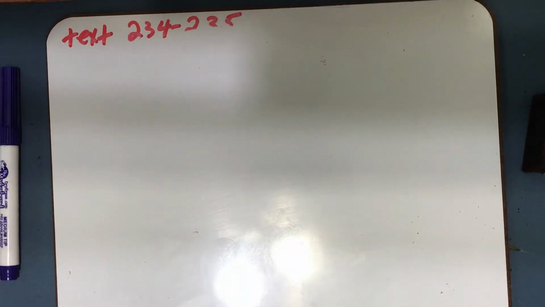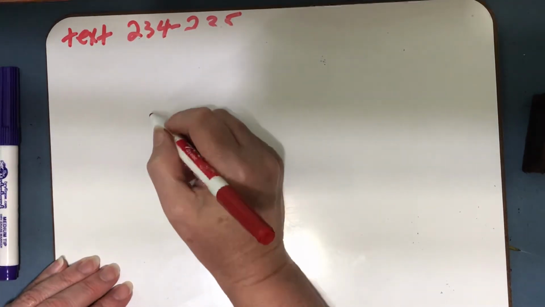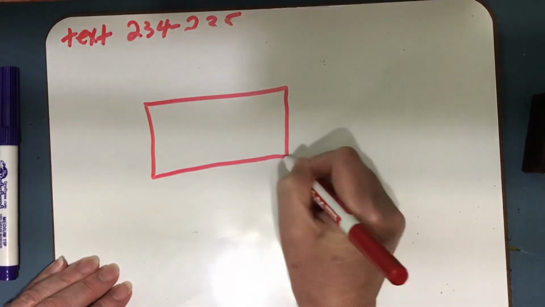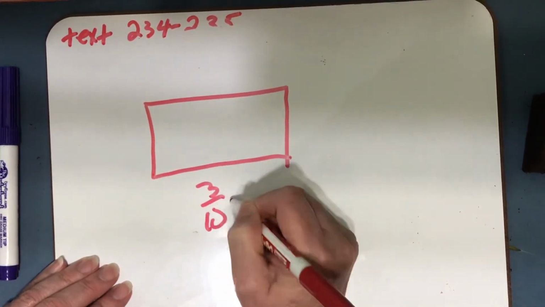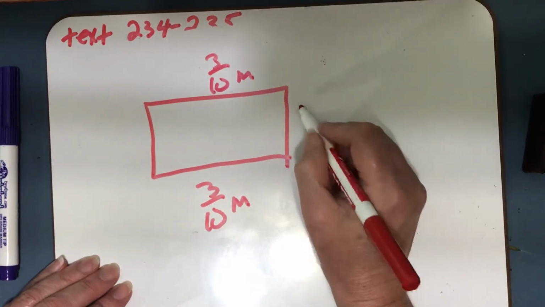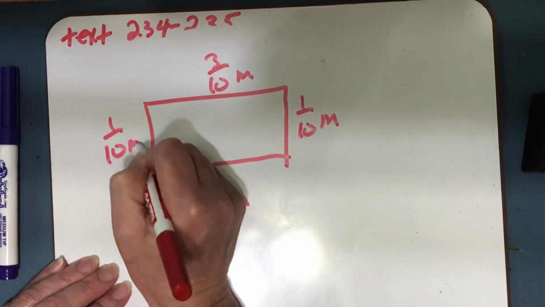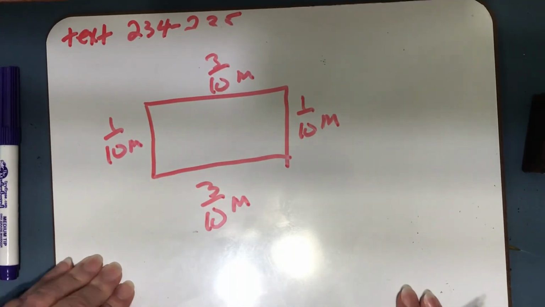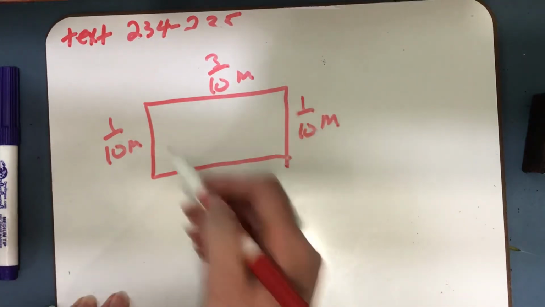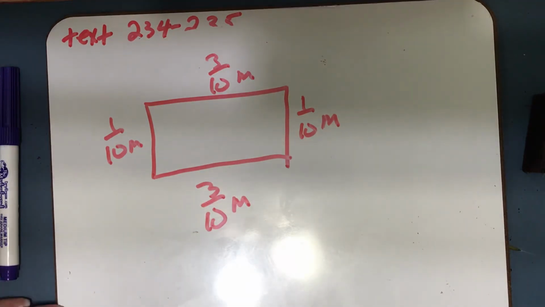It says the longer sides of a rectangle both measure 3/10 of a meter. So we know we have a rectangle. The longer sides are 3/10 of a meter. And the shorter sides both measure 1/10 of a meter. Okay, it says what is the perimeter of the rectangle? Remember that perimeter is the distance all the way around. So a rectangle has 4 sides. So I'm going to have 4 numbers to add.